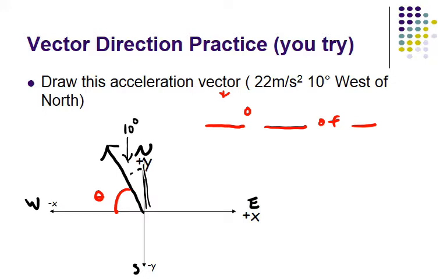Okay, so this is 80 degrees. And then we would start on west and then go north. So we start on west and go north. Okay?